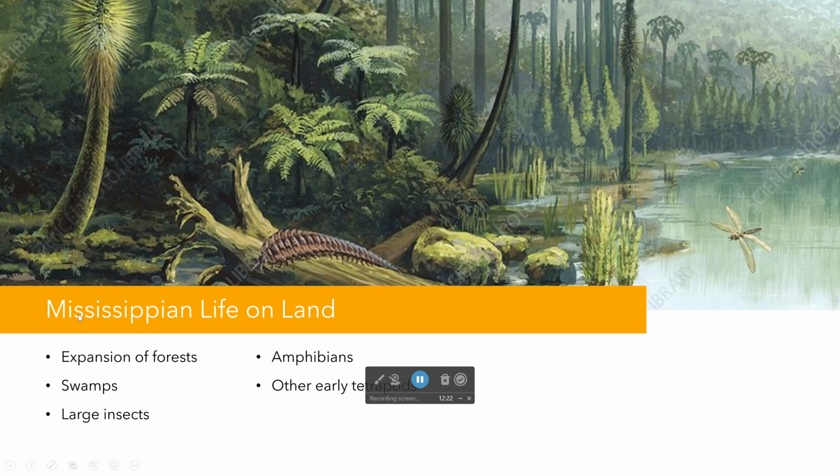And there was also life on land in the Mississippian. We get the expansion of forests and swamps, large insects, amphibians, and other early tetrapods.